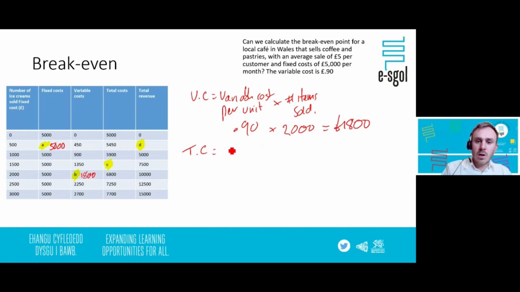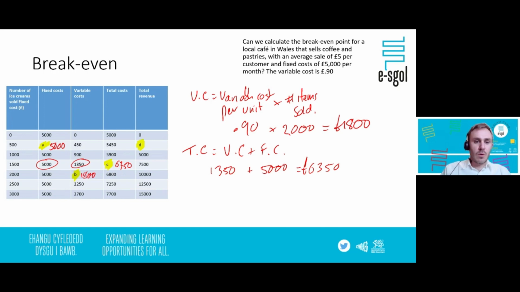So your total cost we know is our variable cost plus our fixed costs. So in the case of C, we've got 5,000 for our fixed cost, and we've got £1,350 from our variable cost. So that gives a total of £6,350.